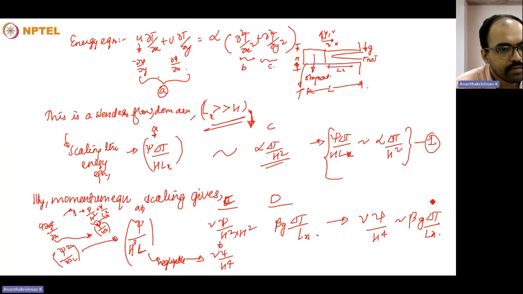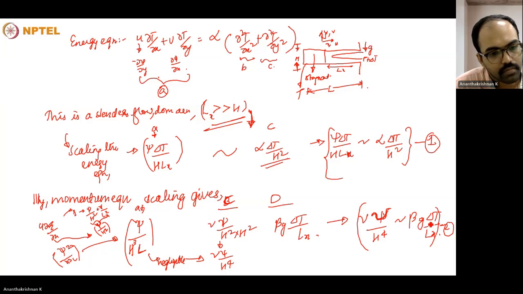So what we could see from equation 1 and equation 2 is that psi is an unknown, that's a stream function. So if we can eliminate psi from both of them, we can have a relationship between beta g delta T, Lx and alpha term. Basically, we can get a relationship in the form of Rayleigh number.